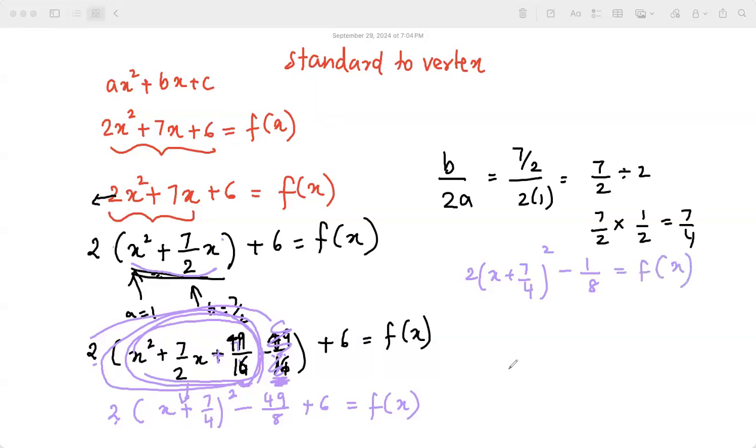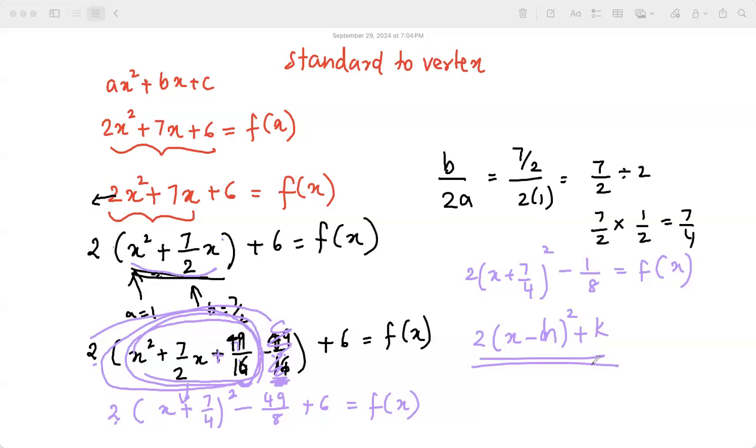See now, this is like 2 times x minus h the whole square plus k. Do you see it? This is the vertex. This is the vertex form. h and k are the vertex, right? So that's it. Does it make sense?